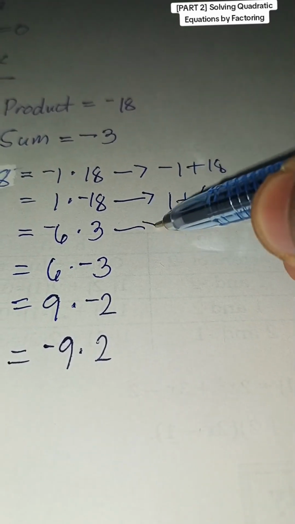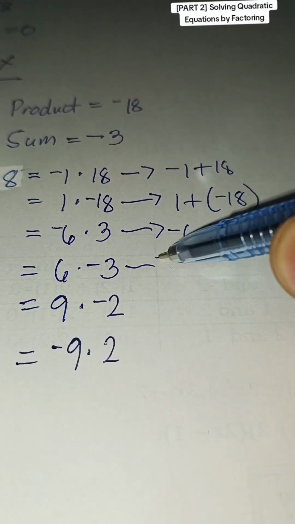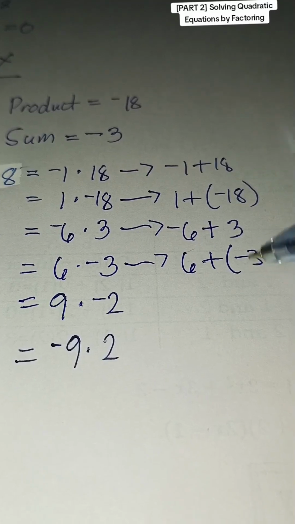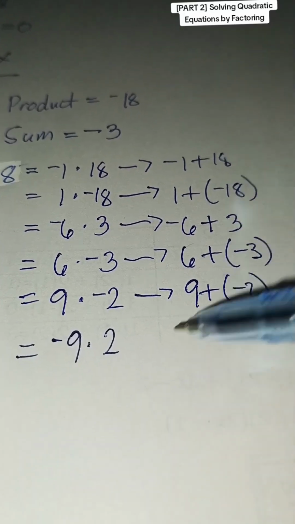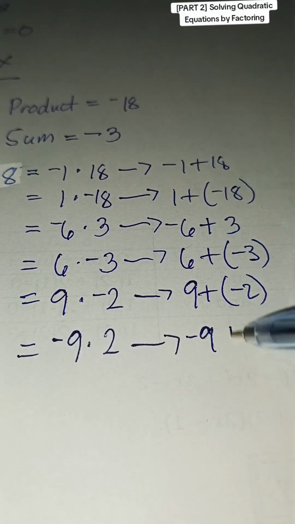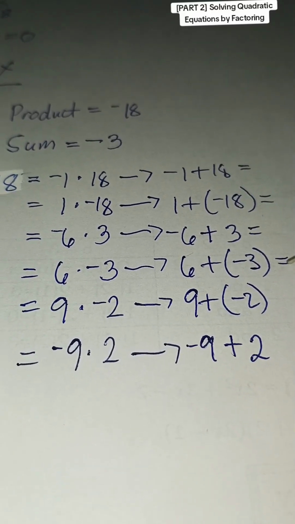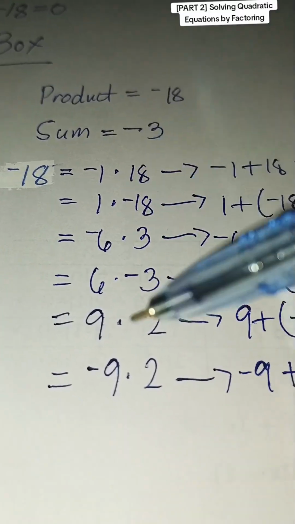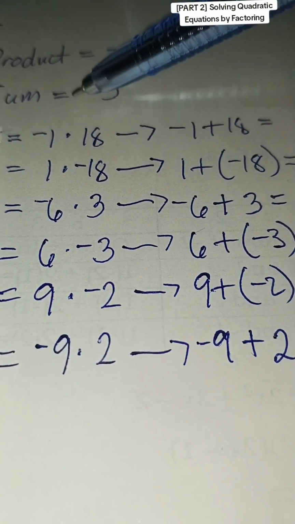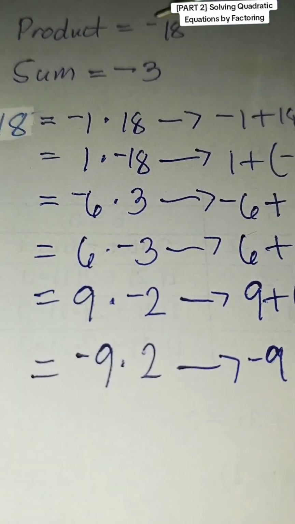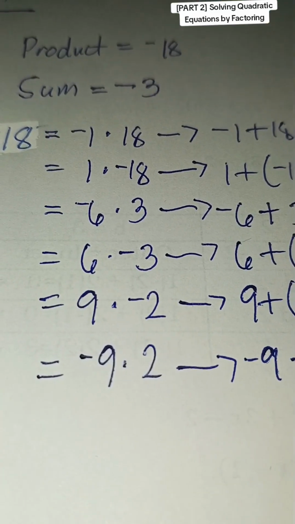This one may mo siyang negative 6 plus 3. This one 6 plus negative 3. Kani may mong 9 plus negative 2. This one negative 9 plus 2. So ato na siyang tagsa-tagsaon og add factor una, then ang tanang mga factors ato na siyang i-add until such time nga ang sum makita na to nga ang sum is negative 3.